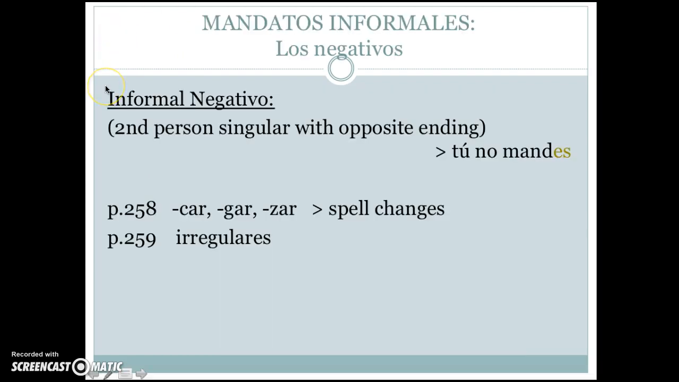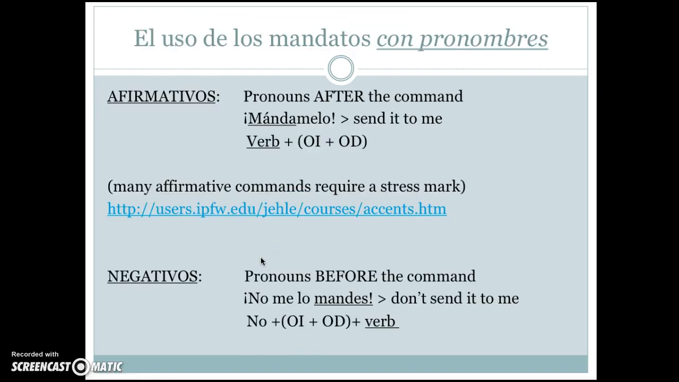The informal negative commands are formed in a different way. So we're not going to use the present tense, take off the S form. Now we're going to use the opposite ending, just like we did with formal commands, and now there is an S. So for mandar, the opposite ending is an E because we have an AR verb, and we have the S because we're dealing with tú. So tú no mandes. There are some irregulars that are explained in the book, some spelling changes. You need to study these to make sure you use those correctly when the time comes.